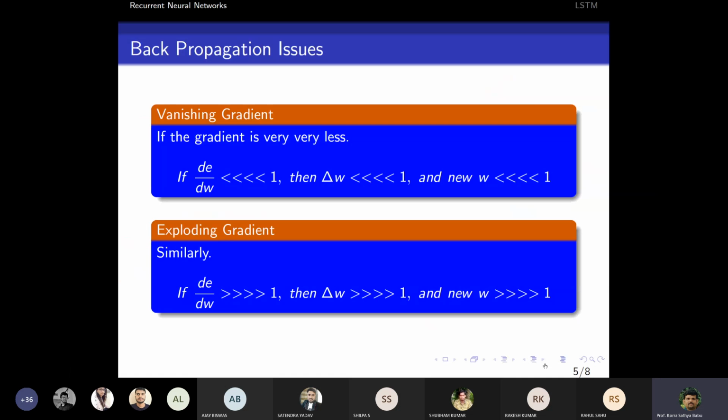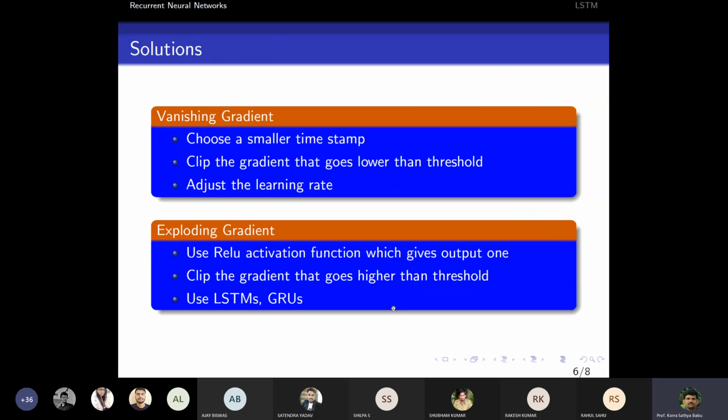Some solutions are being suggested. For vanishing gradient, choose a smaller timestamp. Rather than taking a long context, you try to take a small context, and then you work it out. You clip the gradient that goes lower than a given threshold. You can give a threshold for the gradient, so that the gradient should not go below this value, and you adjust the learning rate.